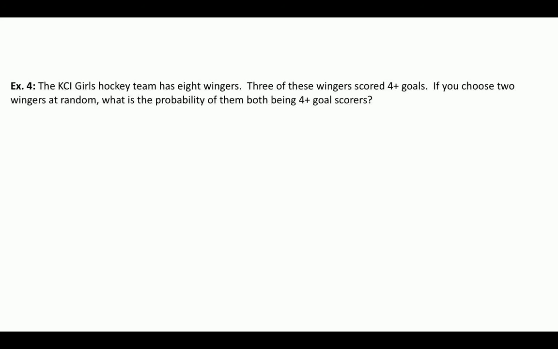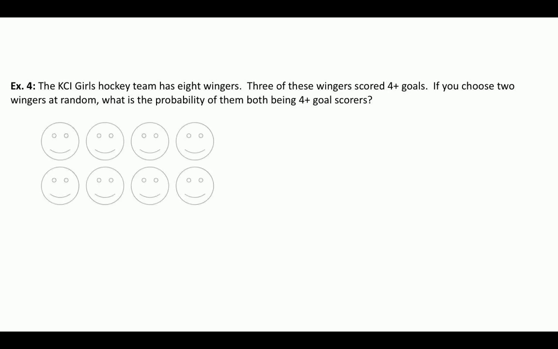No. Okay, so the KCI girls hockey team has 8 wingers. 3 of these wingers scored 4 goals or more. If you choose 2 wingers at random, what's the probability of them both being 4+ goal scorers? All right, so here are the 8 wingers on the team. And so we're just going to show this graphically. What's the probability if you choose 2 at random that they're both 4+ goal scorers?